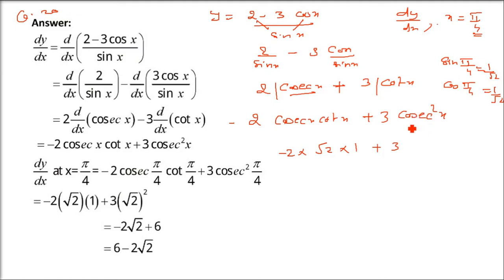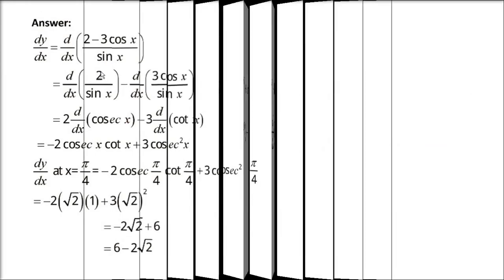Plus 3 cosec square x. Cosec is root 2, so cosec square will be root 2 whole square. So when you solve it, it will be 6 minus 2 root 2. This is the final answer for question number 20.